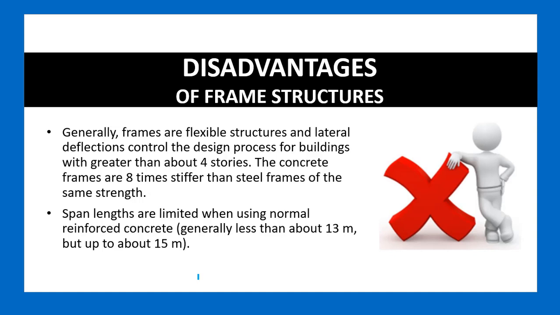And the disadvantages, the common one is the span lah. The span maknanya tahap keluasan yang dia boleh capai sebenarnya adalah less daripada 13 meters. Usually 13 meters tapi up to 15 meters. Okay, the length dia punya tahap keluasan untuk span dia. So ini adalah salah satu disadvantages of frame structure.